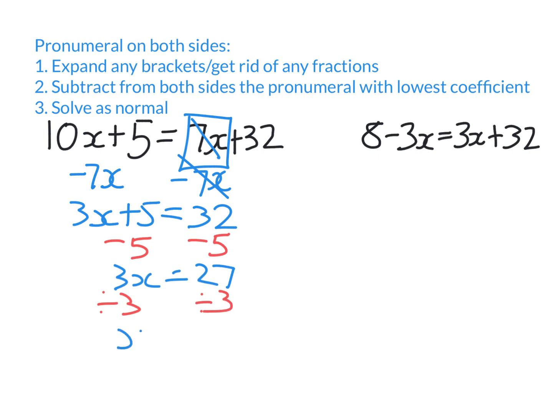What you do to one side, you must do to the other. The answer is 9. 10 times 9 plus 5 is 95. 7 times 9 plus 32 is 95. You should always check your solution.